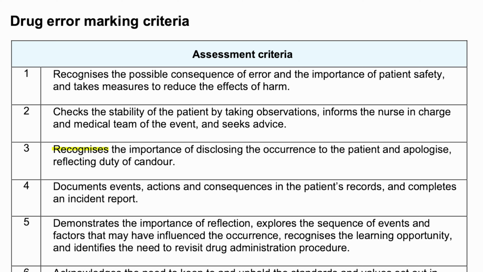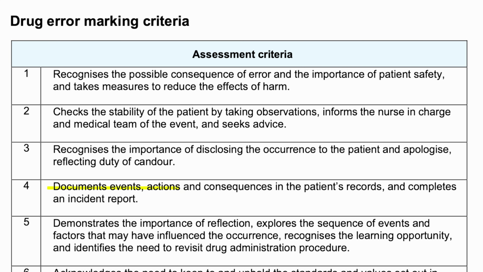The next thing is recognize the importance of disclosing the occurrence to the patient and apologize, citing duty of candour. The next point is documents events, actions and consequences in the patient's records and completes the incident report. So you need to document everything that happens. Documentation is very key. You have to document the incident, what happened, and the consequences in the patient's record. And then you complete an incident report. In my hospital, we call it DATIX. It's going to be a learning opportunity for other people, to prevent that thing from happening again.